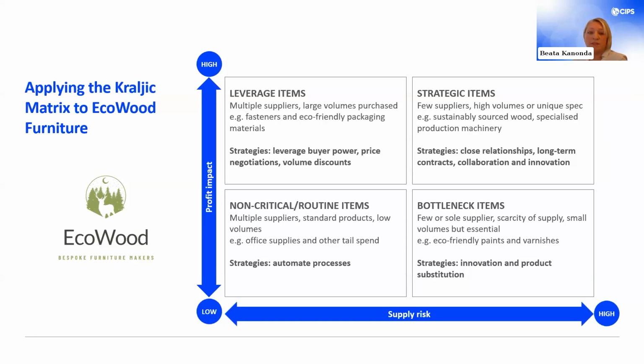Now that Joanne understands the positioning of EcoWood's key products, she can start refining the procurement strategies and, most importantly, the supplier relationship management strategies. In order to work on appropriate SRM strategies with key suppliers, Joanne needs to first understand the supplier's view of EcoWood Furniture. This is where our next key matrix comes in.